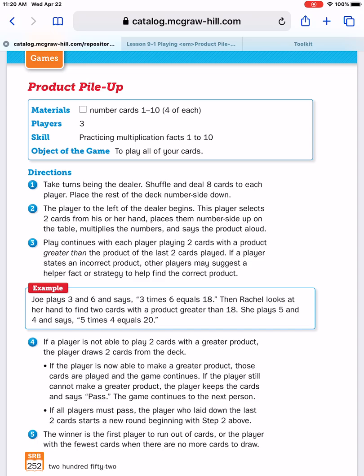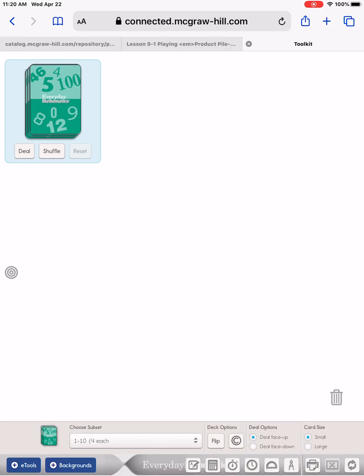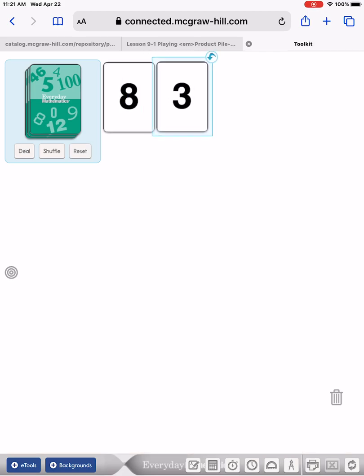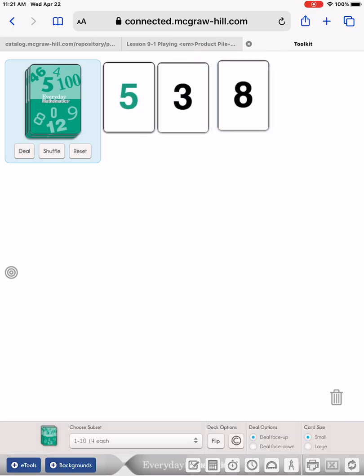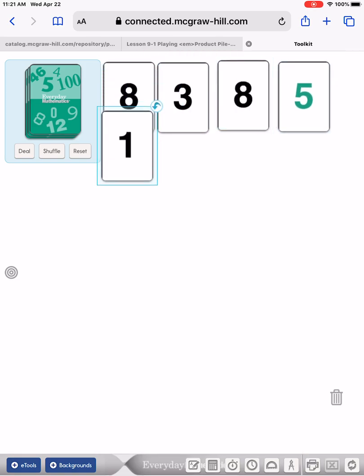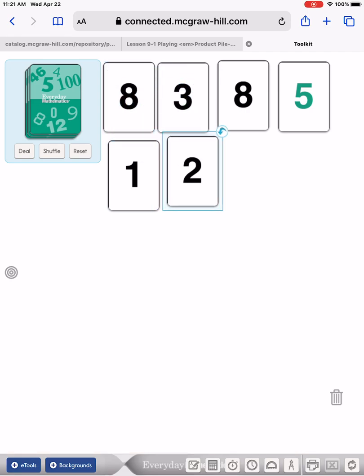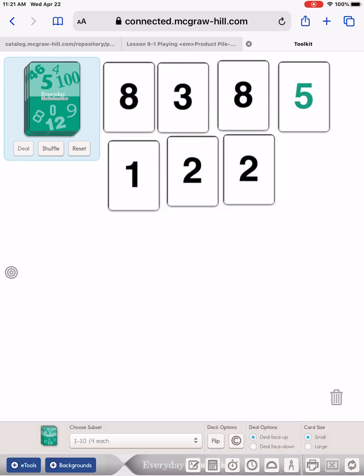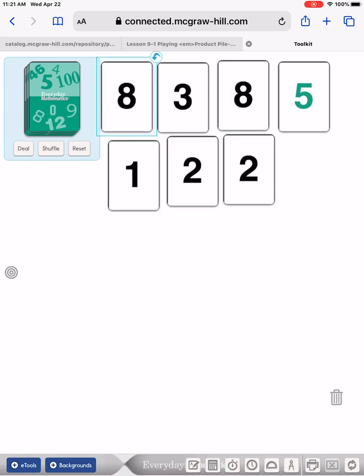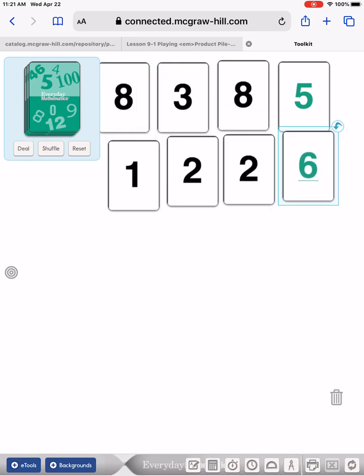So let's just look together at how this might look. I have my e-toolkit number cards here, 1 through 10. And just for showing you, I'm going to deal these face up. If you're playing for real, you would deal them face down. But player 1 would get 8 cards: 1, 2, 3, 4, 5, 6, 7, 8. That's player 1's cards.